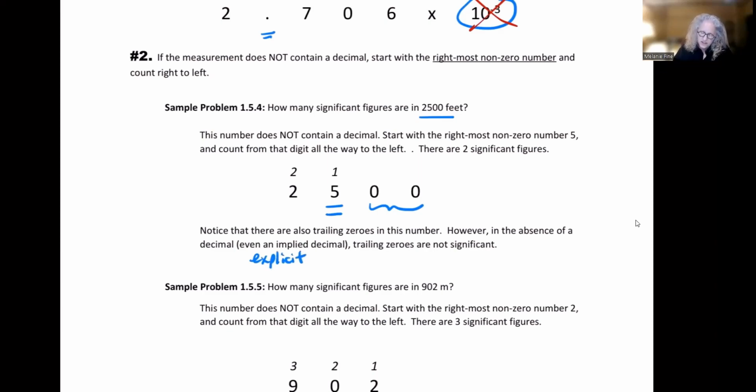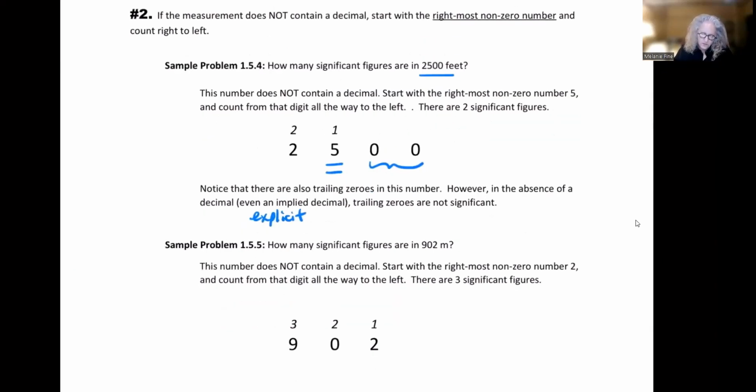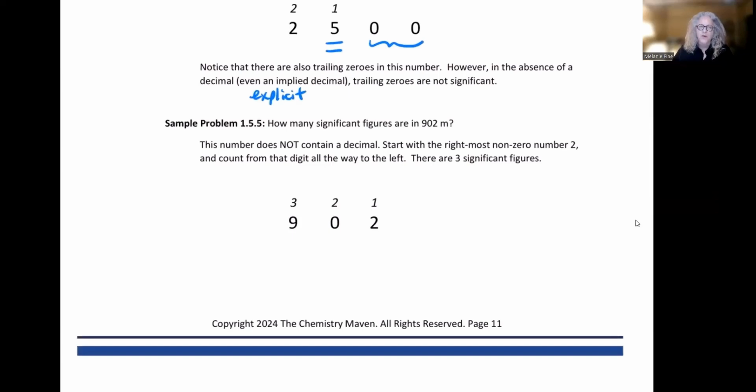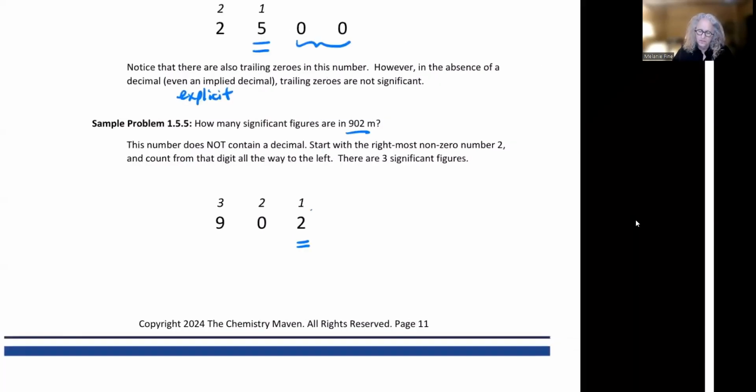Trailing zeros are not significant. Here, problem number 5. How many significant figures are in 902? No decimals. So we're going to start with the rightmost non-zero digit and count all the way to the left. 1, 2, 3. There are 3 significant figures in 902.